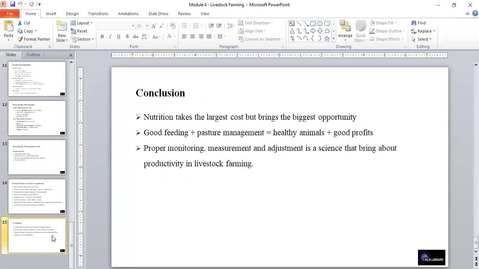In conclusion, nutrition takes the largest cost but brings the biggest opportunity. Good feeding plus pasture management will give healthy animals and good profits. Proper monitoring, measurement, and adjustment is a science that brings about productivity in livestock farming.